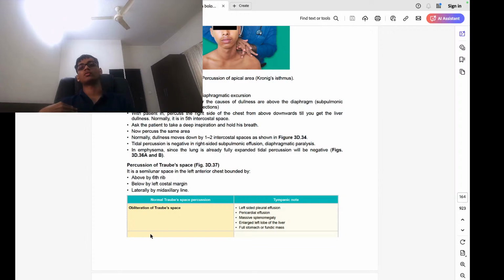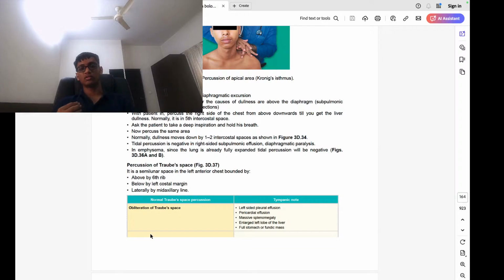Percuss the right side of the chest from above downwards till you get the liver dullness. Normally, it is in the fifth intercostal space. Ask the patient to deep inspire and hold his breath. Percuss the same area. Normally, dullness moves down by 1 to 2 intercostal spaces as shown.